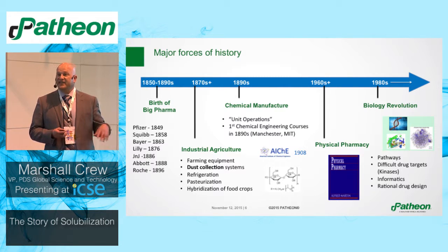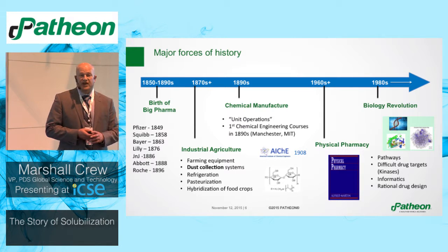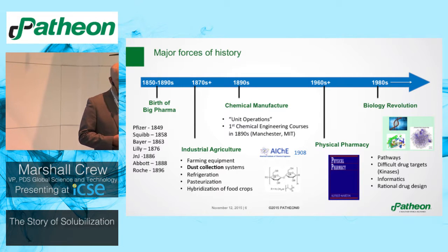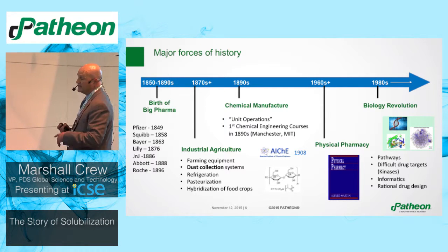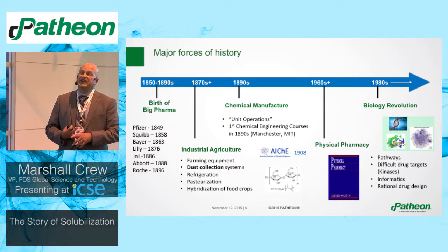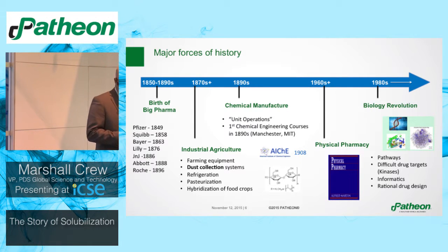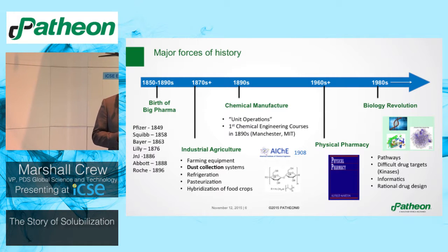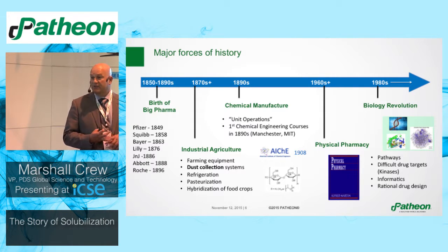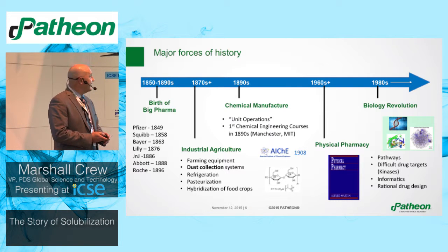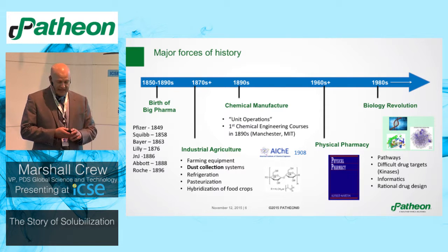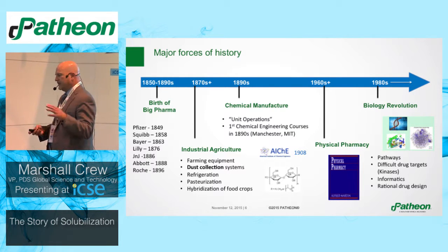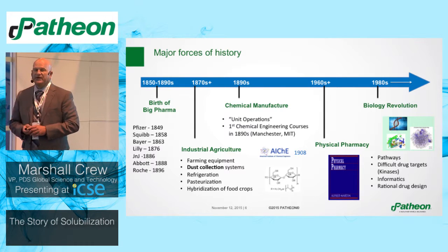If you go before 1850, productivity of agricultural crops was very low, and during the late 1800s and early 1900s, that really flourished. And the main point about that is that it brought us 2 things. It brought us technology, and it brought us materials. And both of those things later became very critical to the solubilization technology area. Chemical manufacturing came into age at the same time. And then later in the 1900s, in the 1950s and 60s, was the birth of physical pharmacy.